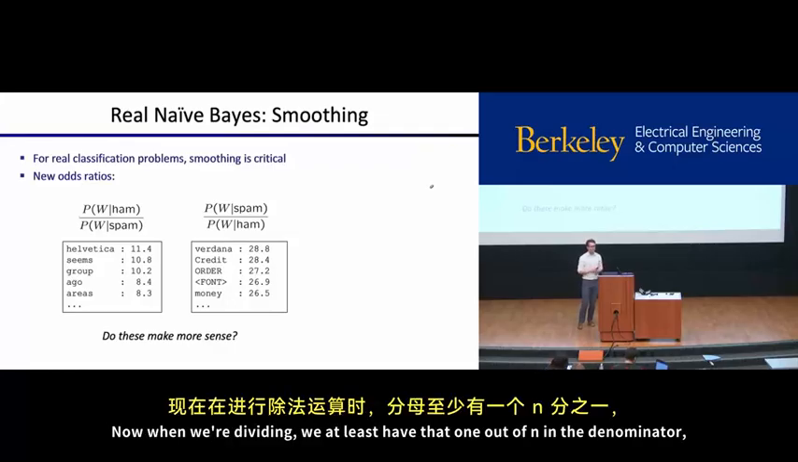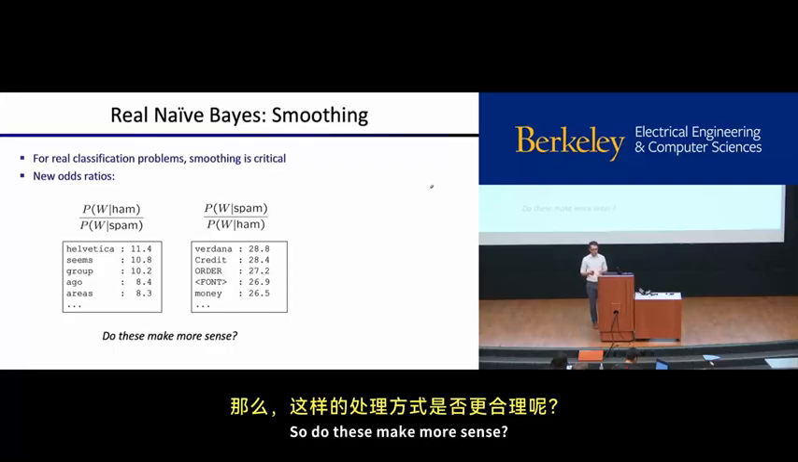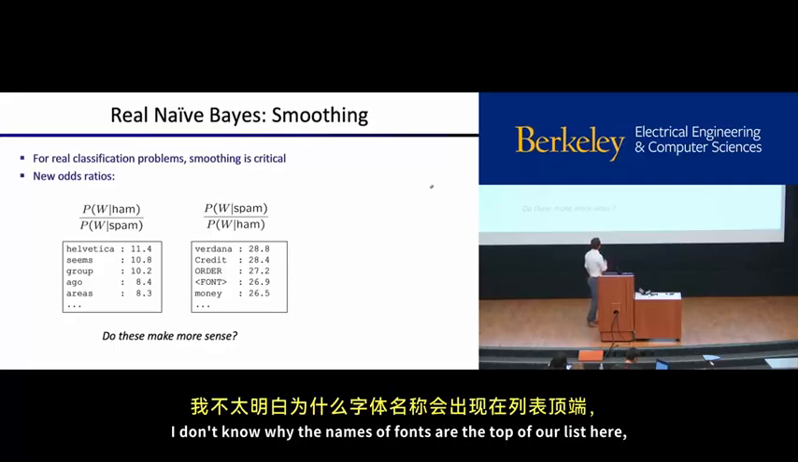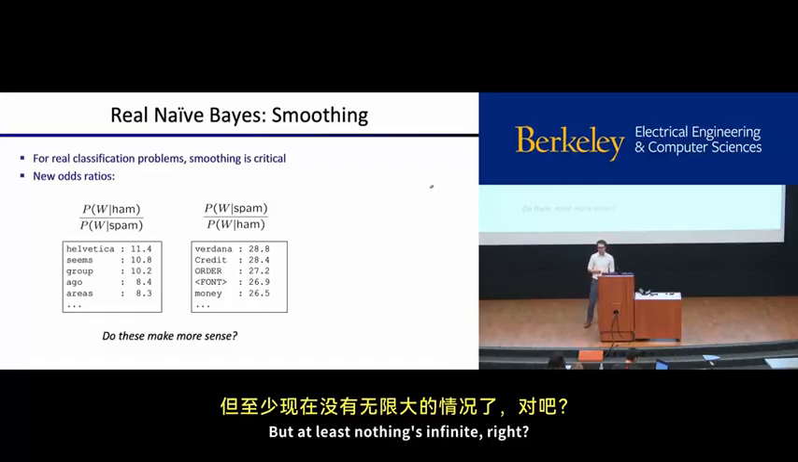Now when we're dividing, we at least have that 1 out of n in the denominator, so we're never going to be dividing by 0. So do these make more sense? I'm not sure. I don't know why the names of fonts are at the top of our list here, but maybe spam emails are in certain fonts or whatever. I don't know. But at least nothing's infinite, right?